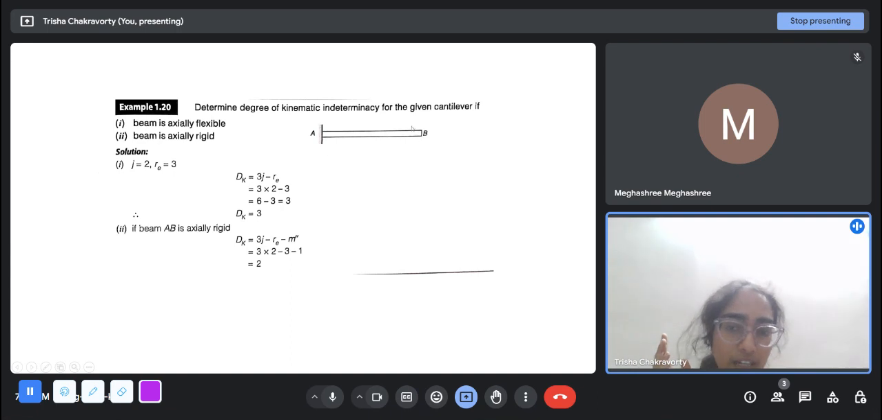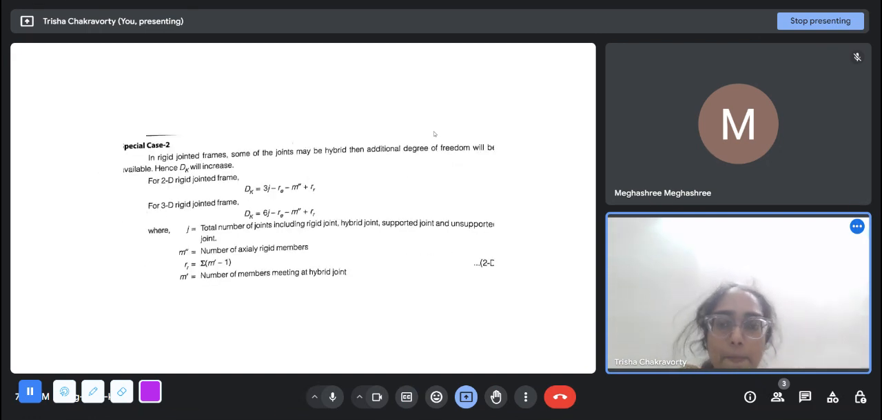Here, if it is not actually rigid, then B can move. So the delta x is actually free for B. That is why we had to subtract it. Here we don't have to subtract 1 anymore.